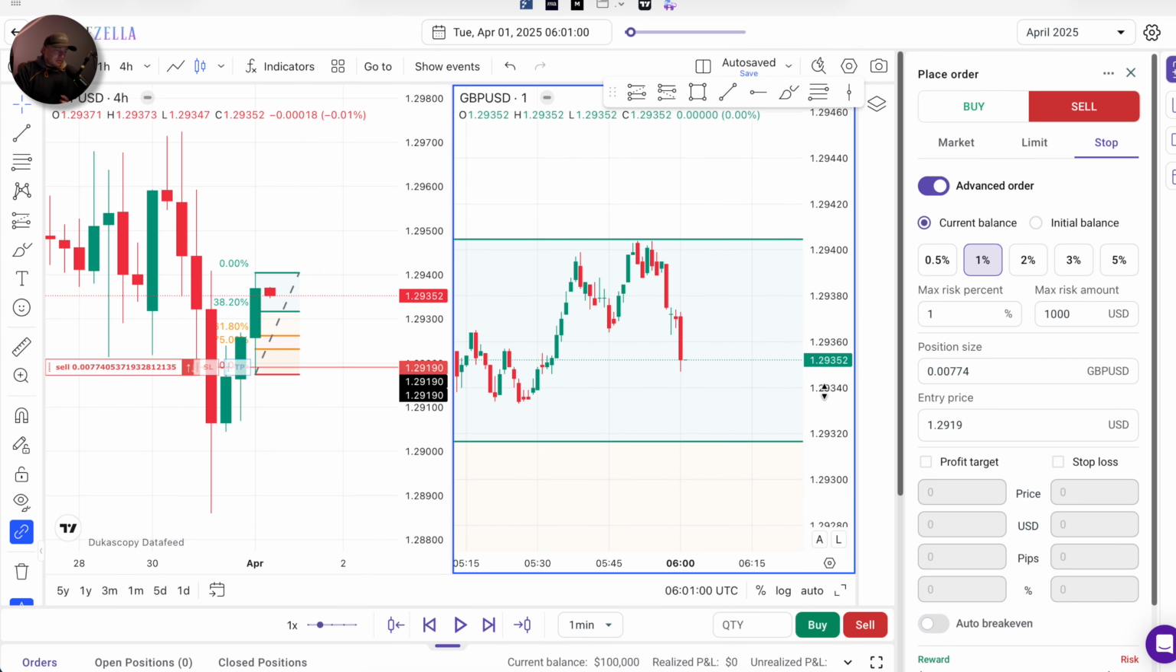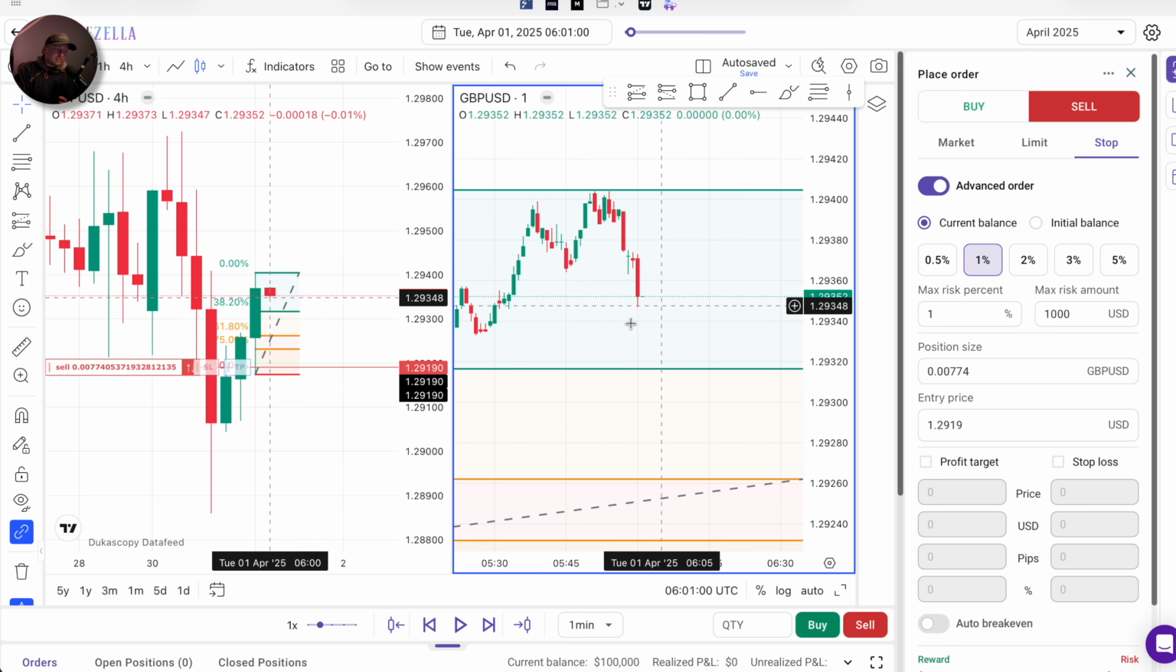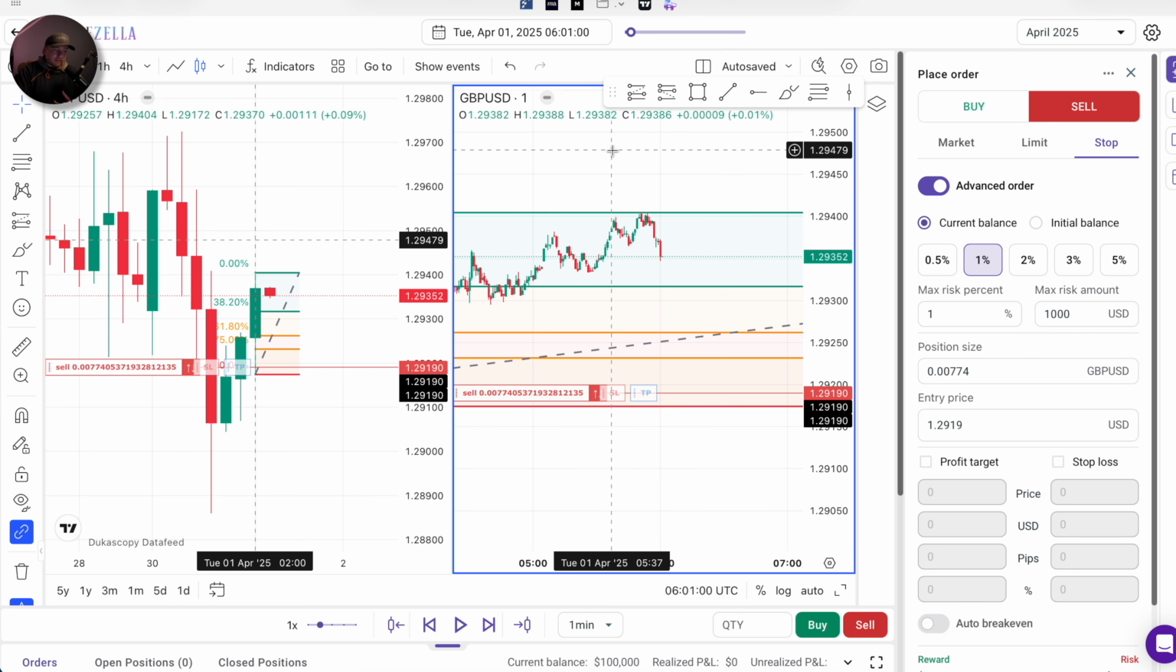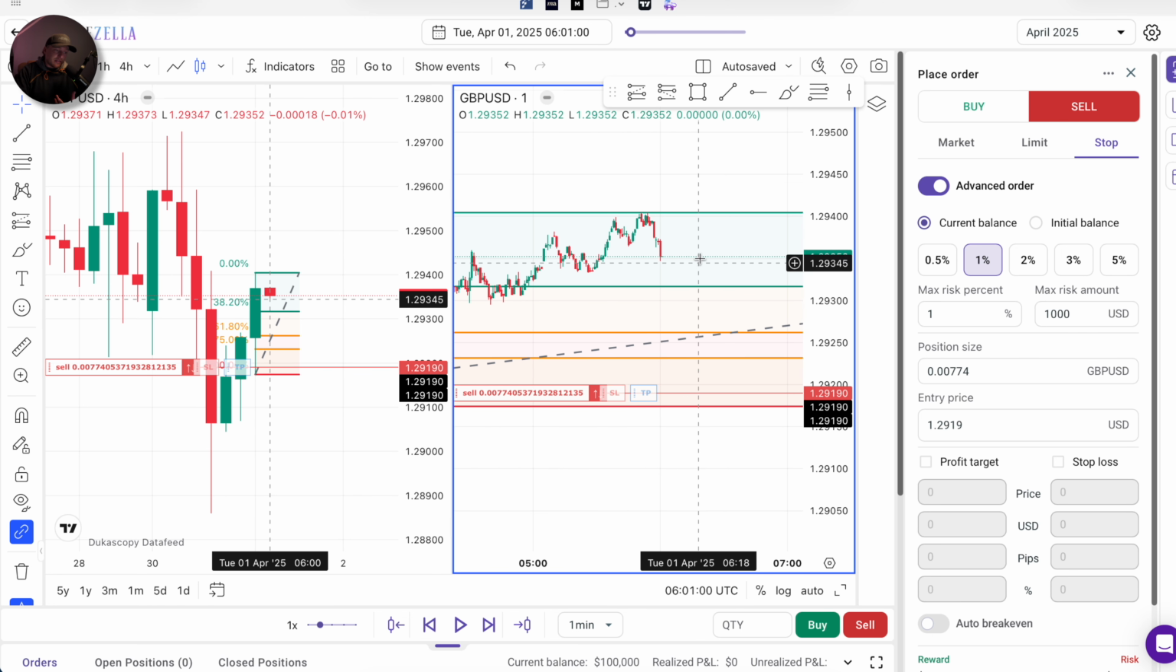The reason I'm using the Fib is I'm not looking for price to pull back to any certain area before taking a trade. I'm simply using it as a guide for the target that I'm going for. If we look at each zone of the Fib, in this first green zone I'm always going for a 1-to-1. In this second zone, I'm going for a 1.5. In this third zone, I'm going for a 1-to-2. And in this fourth zone, I'm going for a 1-to-3. So that has changed slightly since the last video.